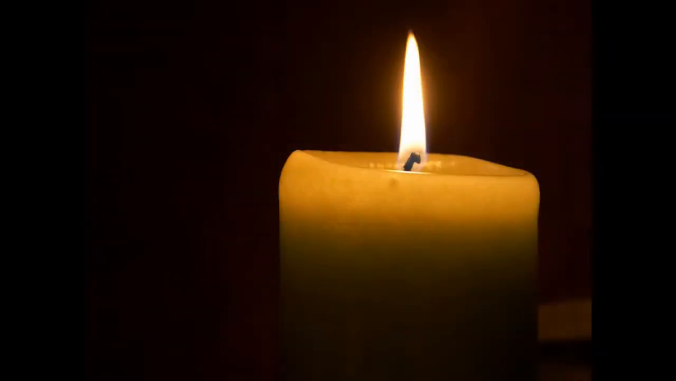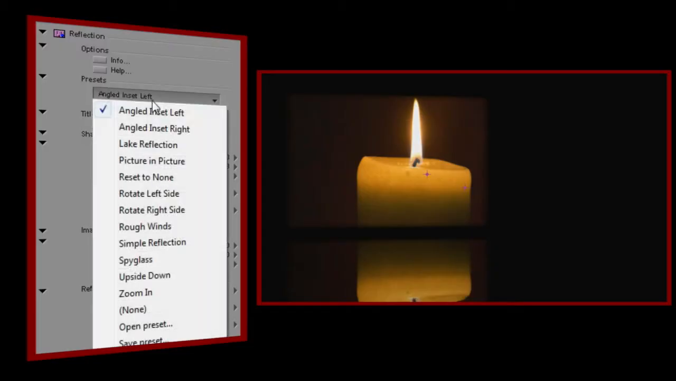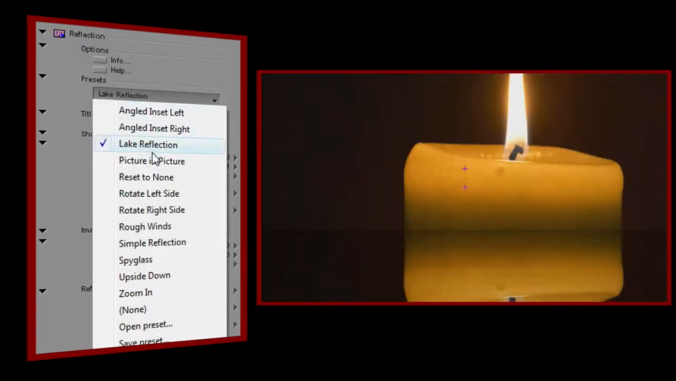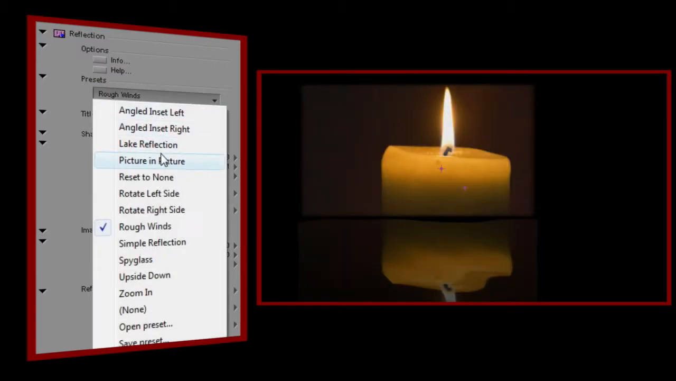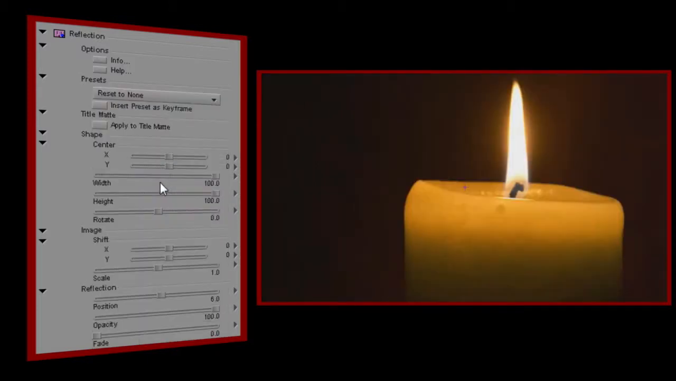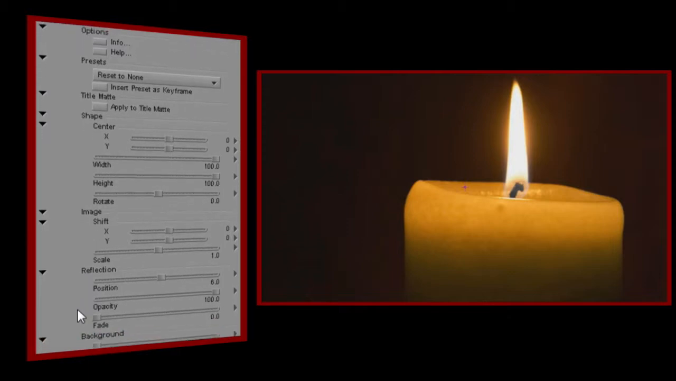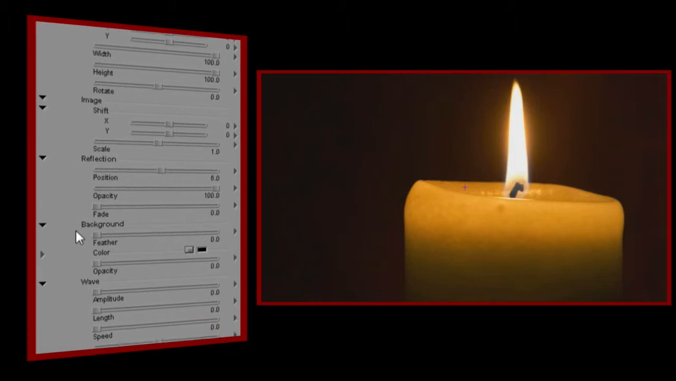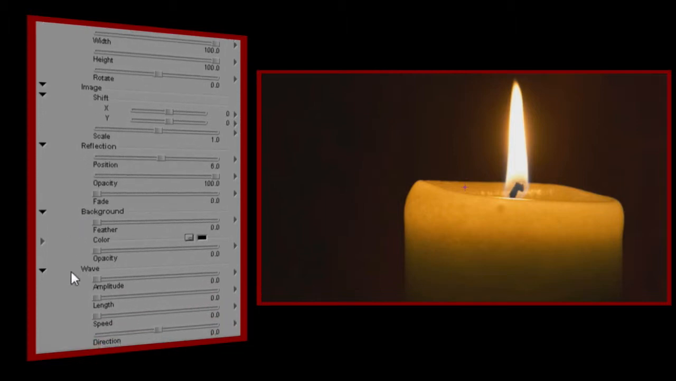For the first example, we'll start with a really simple still image, and we'll kick off by firing up the Reflection plugin. If I step through the presets, you can see how you can get some great results without doing anything more. But let's reset all values to zero so we can start with a clean slate. The plugin controls are grouped into five sections: Shape, which defines where your original clip goes; Image, which defines which part you see from your original clip and how it's to be scaled; Reflection, which, quite obviously, is where you'll adjust the reflection parameters; Background, which lets you adjust the colour and other attributes of the area behind your clip; and the final group, which lets you add and tweak water-like ripples into your reflection.